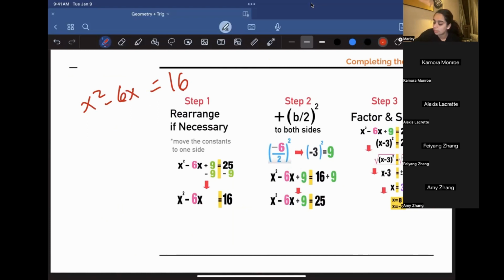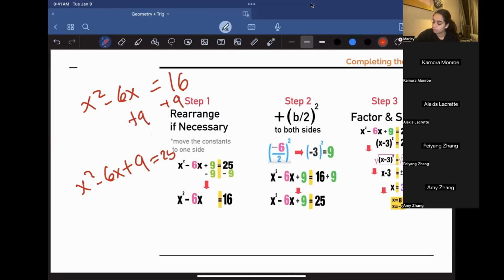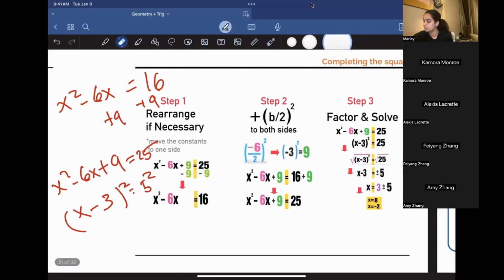We know that x² − 6x is probably (x − 3)², but when you expand (x − 3)², it's x² − 6x + 9. So knowing that, you would add 9 to both sides to make it 25. So (x − 3)² = 5², or 25, either way. This is a little bit important, and it's going to be important for our next few questions. And then factoring and solving is also part of it.